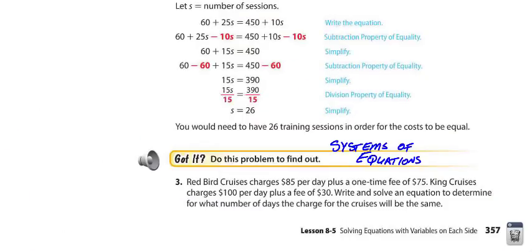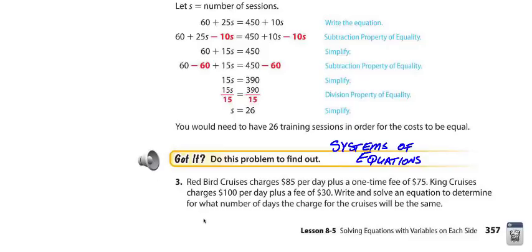All right, welcome to the next GotIt problem. So you can see I wrote down, we call these systems of equations. Systems are any time you're comparing two things, like comparing leases on cars, for example. One lease charges you more to start with but less per mile. The other lease charges you less to start with but more per mile. Which one is the best choice? Or rental cars, a lot of different sorts of things.